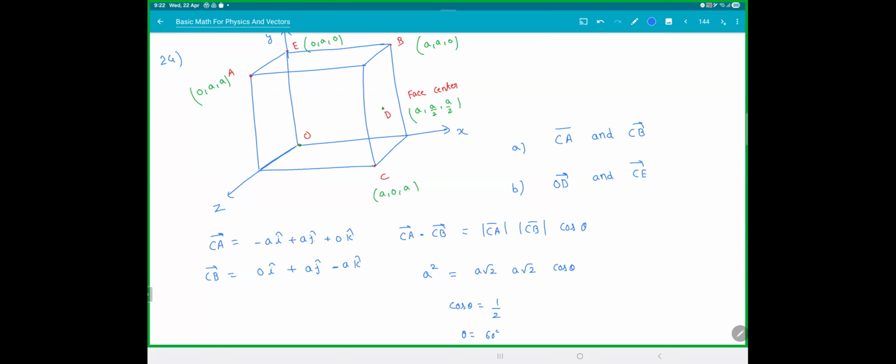Sure? Can you do the second part for OD and CE? Try. This dot product will be pretty useful when you have to find the angle between lines in 3D.